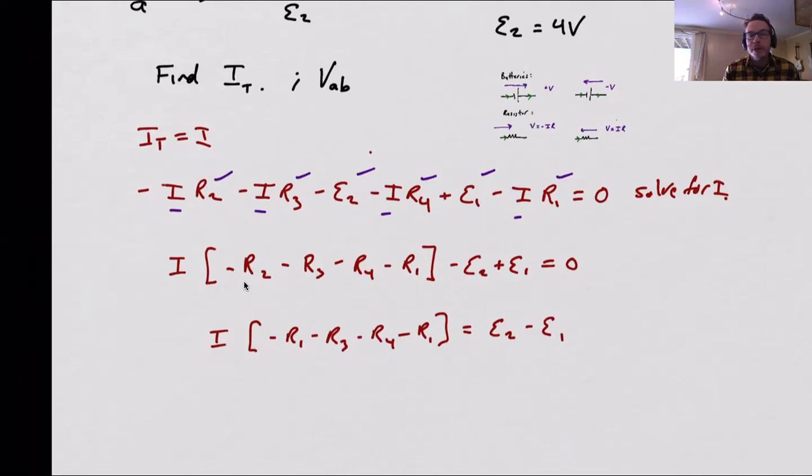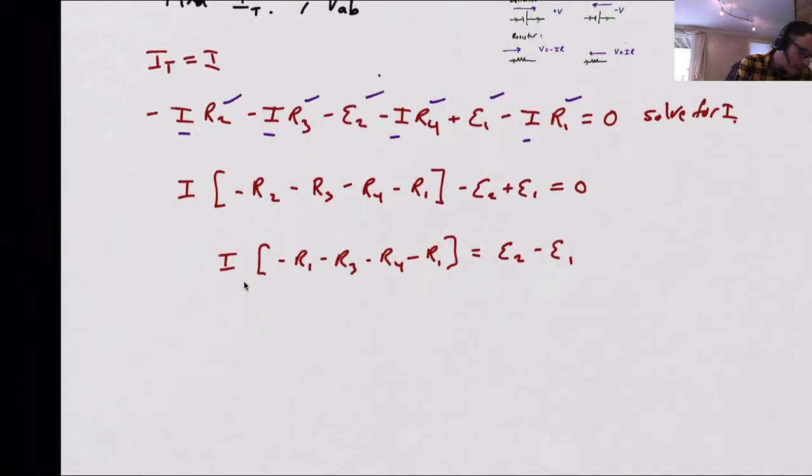And now we have numbers for each one of these. So at the end of the day, I is going to be E2 minus E1 over, I'm just going to factor out a negative sign out of all those R1s, R2s, R3s, and R4s. You know what? I don't want to confuse anybody in the video, so let's just leave it.